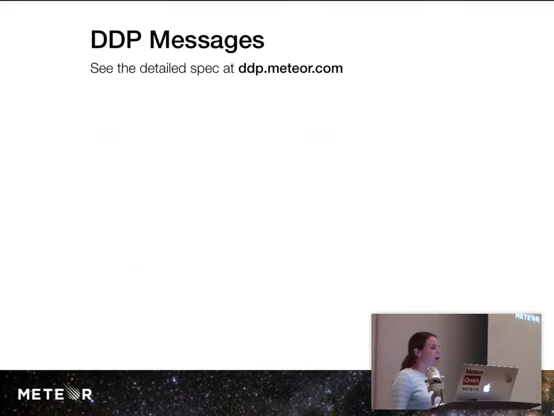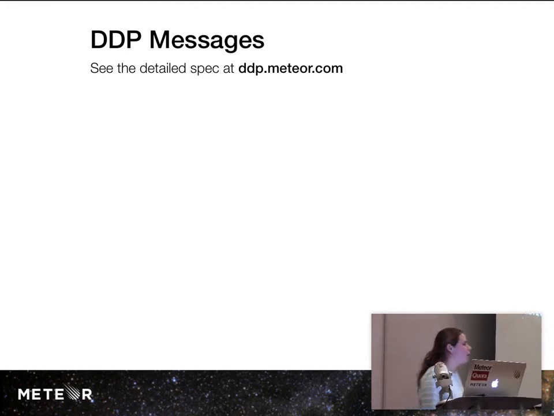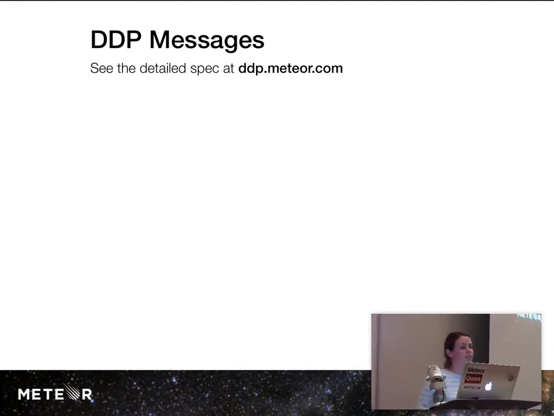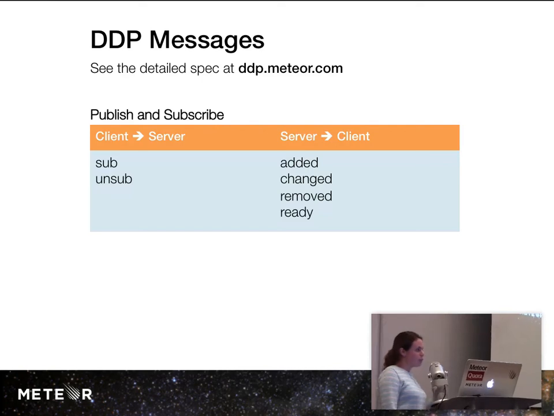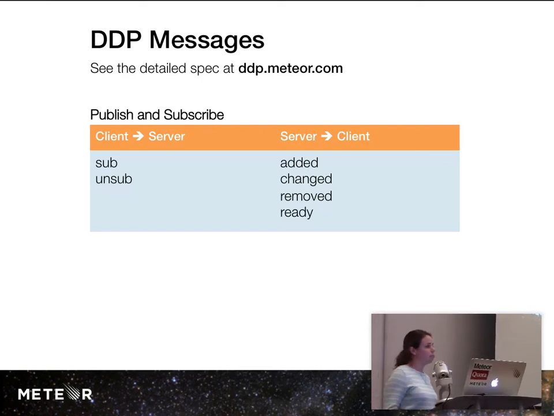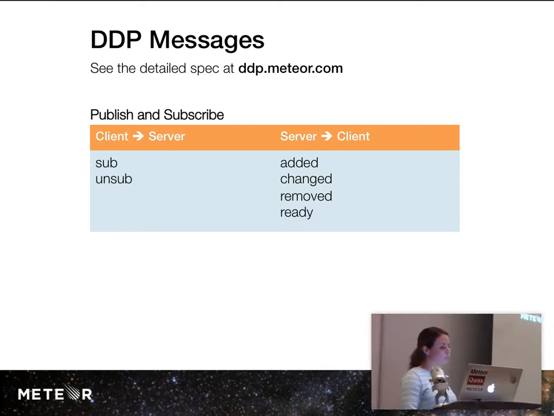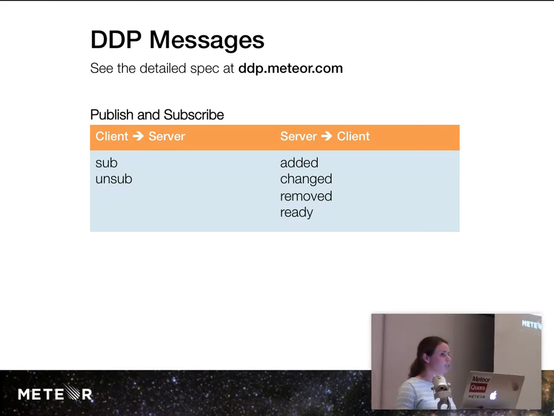And I'll just tell you a few more details about what the protocol looks like, what each of the messages are. It's a very small specification. You can go look at it online. You can read it. There's just a few types of messages. So there's pub/sub and there's remote procedure calls, as I said. So the pub/sub messages are pretty much what you'd expect.